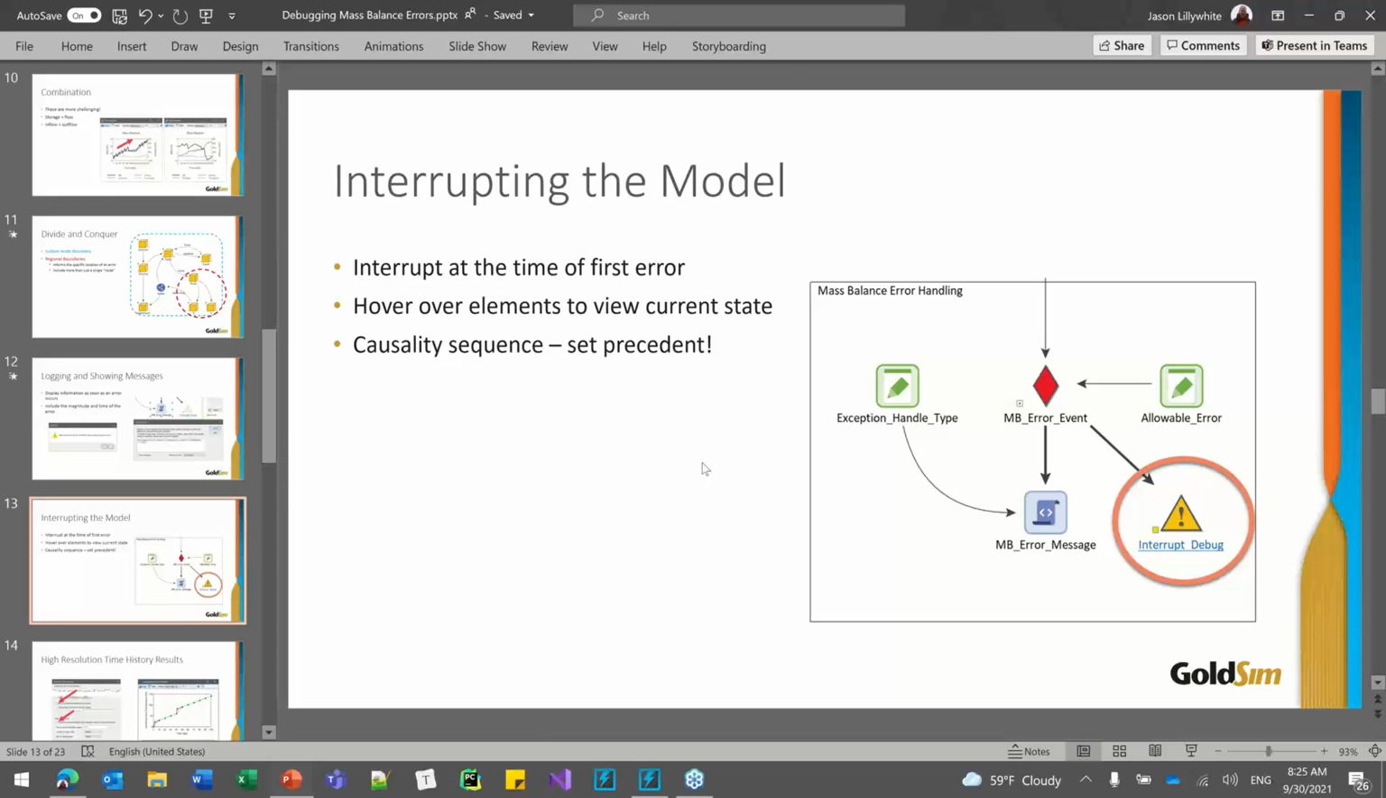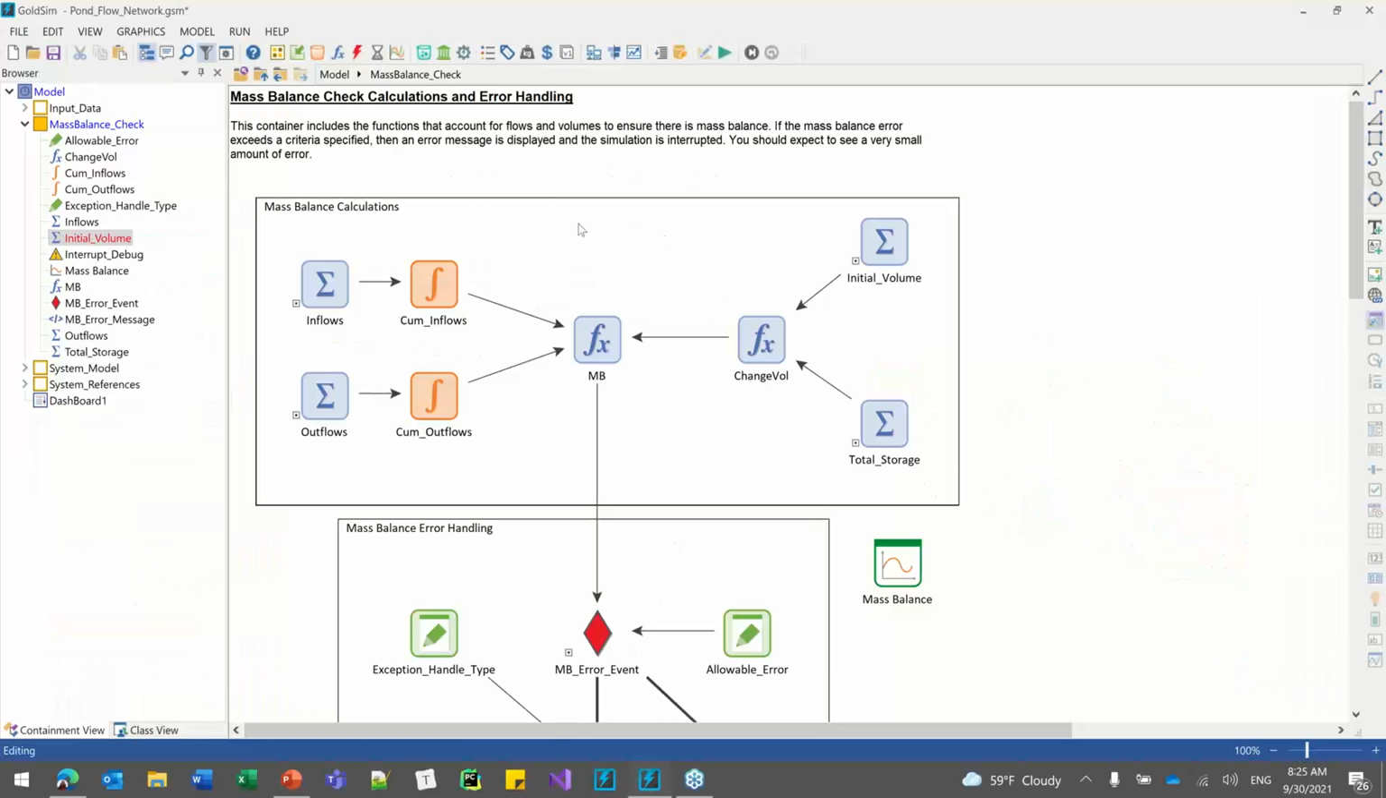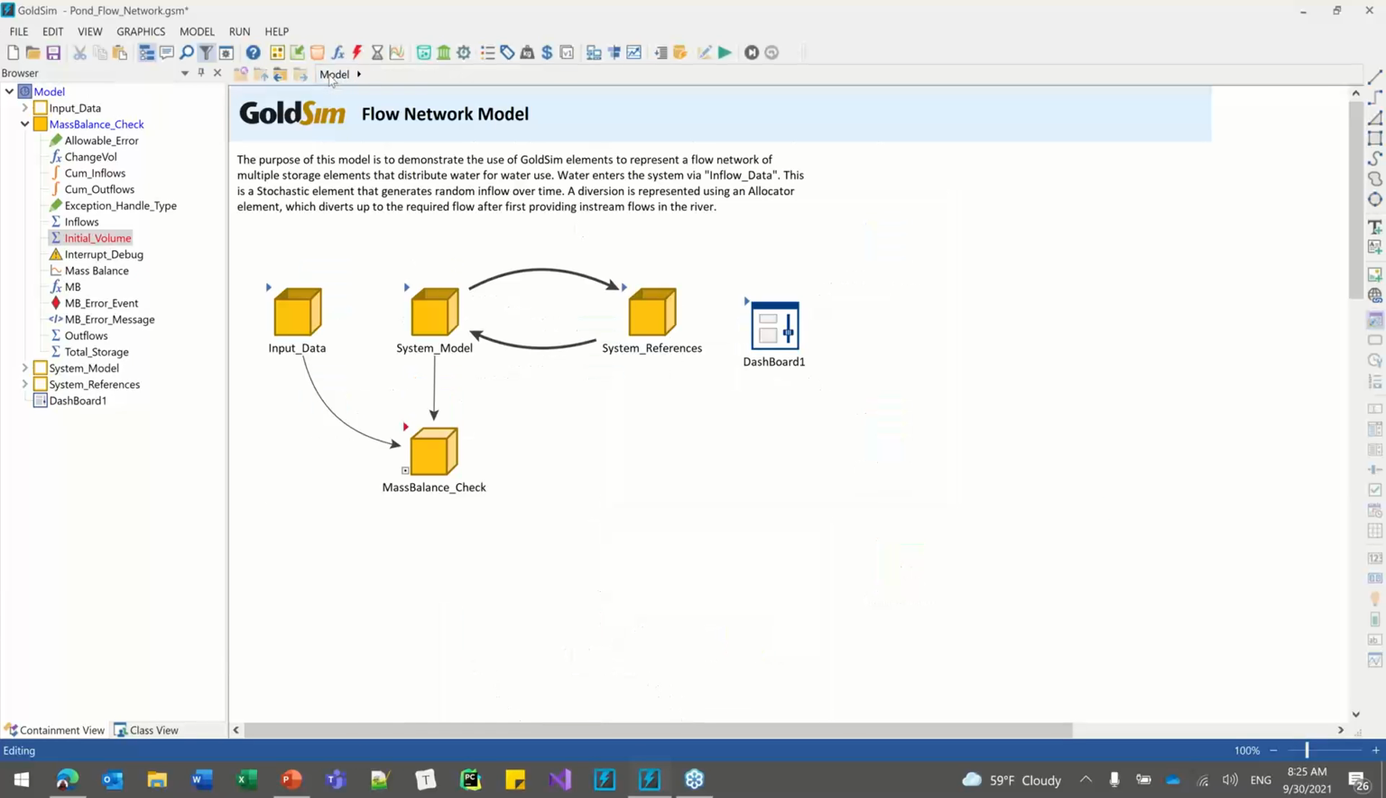This idea brings up a couple of kind of advanced GoldSim concepts. So get ready for something that's a little bit more advanced here. We're going to talk about the causality sequence in GoldSim, and the best way for me to do that is to show you the model itself. So I'm going back into this model, and let me go to the top level. Here's the top level of this model.